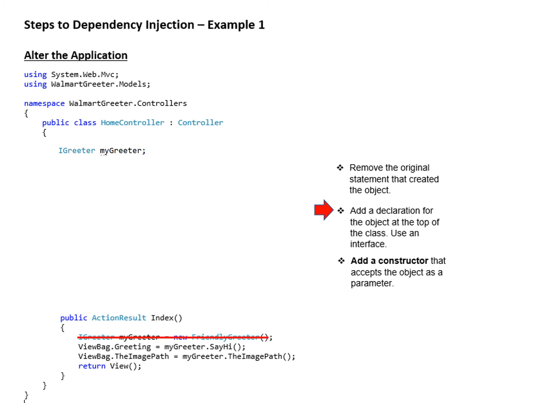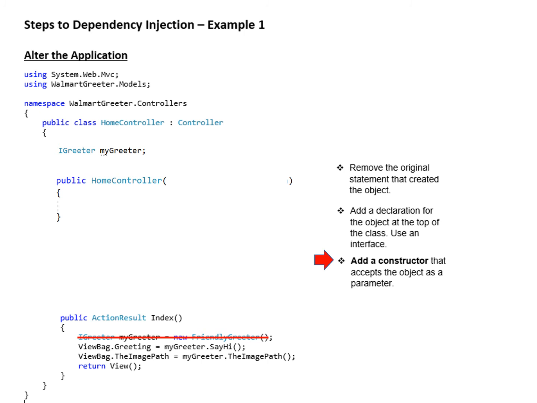Okay, now the next step is to add a constructor that accepts the object as a parameter. There's no constructor already in here, so we need to add one, and this constructor needs to have a parameter that is going to accept the object that is instantiated some way outside our application. So how do we create a constructor? It's got to be the same name as the class.